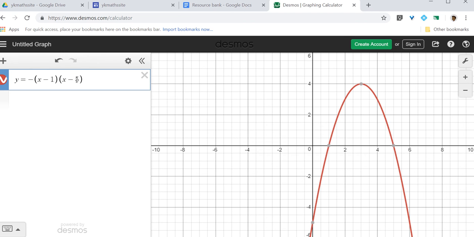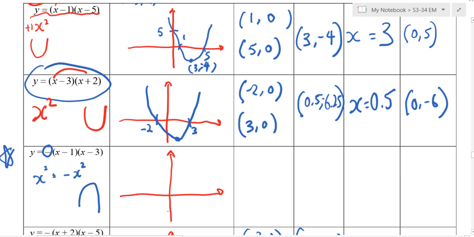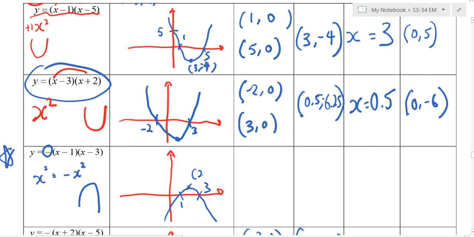X minus 1, x minus 3. So you see that I didn't bluff you. It's actually an N shape. And for an N shape, I just need to know the points and then I transfer them over. Now I tap 1, 0, 3, 0, 2, 1, 0, 3. Cut it over. So I pull out my blue pen this way. This is 1. This is 3. This point is 2, 1. And this point is 0, negative 3.